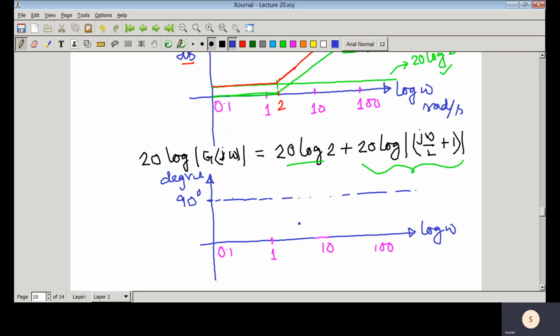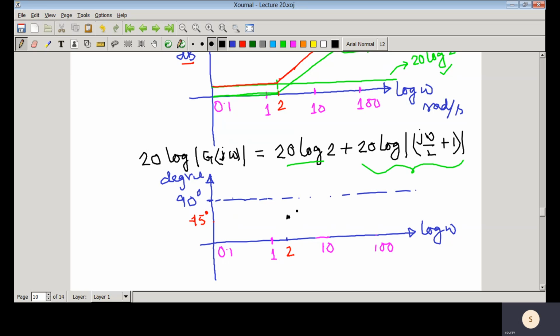So plus 90 degree means here, and we can see what the corner frequency is. The corner frequency is 2. Here the corner frequency is 2, and we know that at corner frequency the value is 45 degree. The value is 45 degree at corner frequency. So the point is here, that means this is that 45 degree.